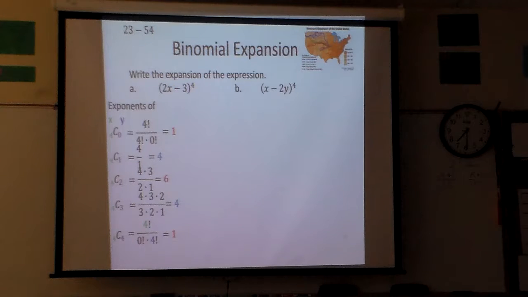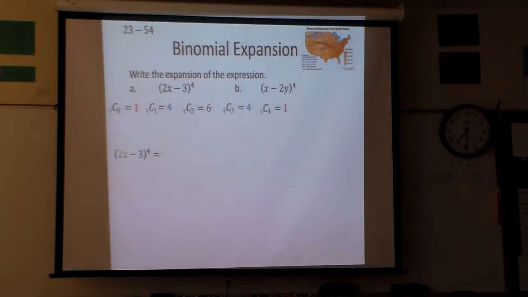But now what's different is this. As I go to my first power, it's not just an x, it's a 2x. So I have to take, I'm going to have this 1 times 2x to the 4th power, plus now I'm going to have this 4 for my second term in front times 2x cubed times the negative 3 because I have 1y. And now this time I'm going to have the third term, I'm going to have the 6 in front. The 2x is now squared. Notice the exponents are going down and the negative 3 is going up. So now I have it squared.